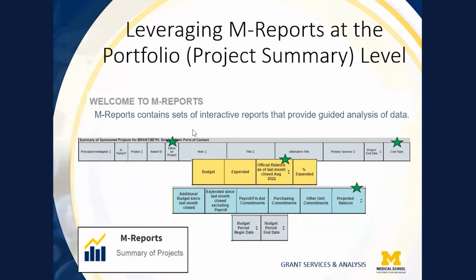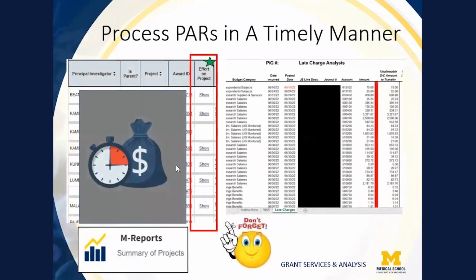The first one that I want to talk about is that effort on project column. You can look at that column and scan down it. If you see that word show up in the column, that means you have people efforted on that project. So it can be a really quick way for you to scan and know which projects you have personnel appointed to that you need to process PARs for to move people off because your project's ending.